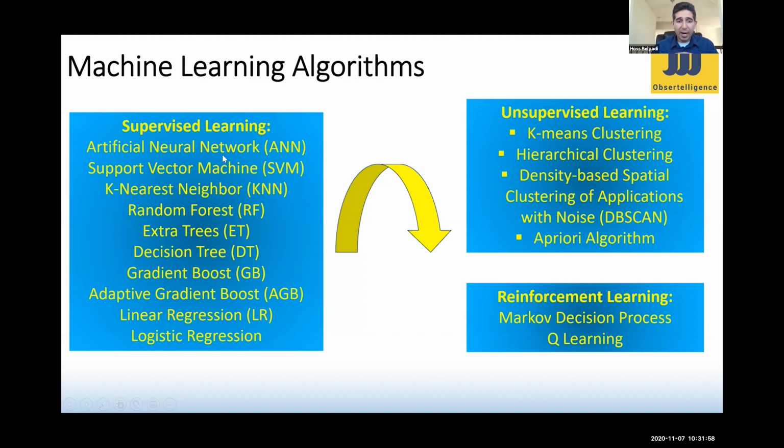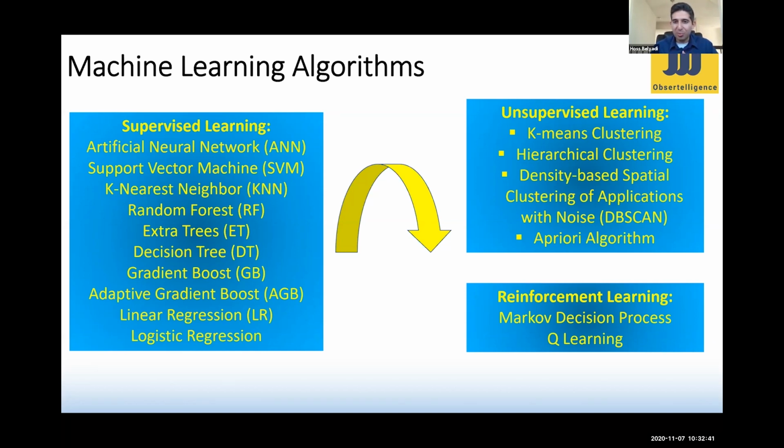Other examples of supervised learning: you have support vector machine. This is another powerful algorithm you can use for both regression and classification problems. You can use k-nearest neighbor, KNN, again for both regression and classification problems. You can use tree-based algorithms. A lot of these are very powerful, especially for feature ranking. You can use random forest, extra trees, decision trees, gradient boosting, adaptive gradient boosting. These are just some examples of tree-based algorithms under supervised learning techniques.